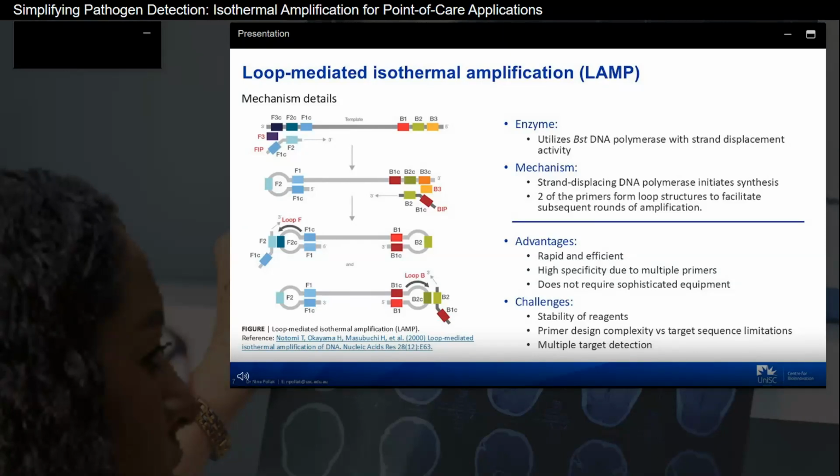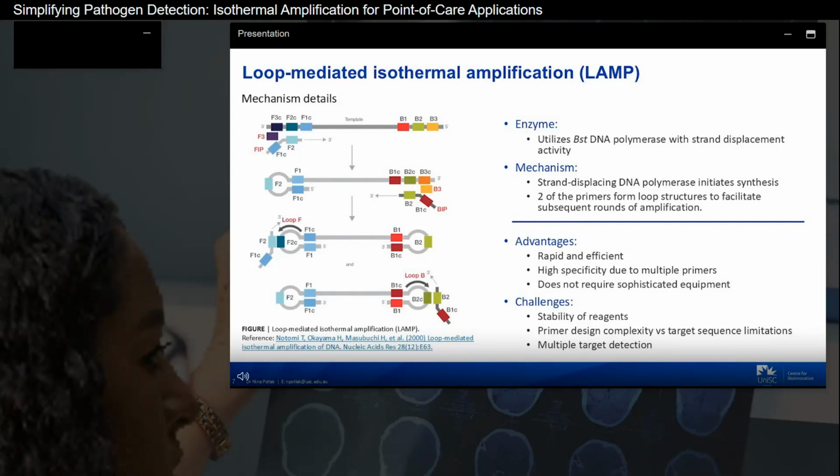However, like any method, LAMP has its challenges. Reagent stability can be an issue, particularly in varying environmental conditions. The primer design is a bit more complex. LAMP usually uses 4 to 6 primers, and finding the right sequences can be a bit tricky. Finally, while LAMP is great for single targets, detecting multiple targets in the same reaction presents a challenge, limiting its versatility in some applications.